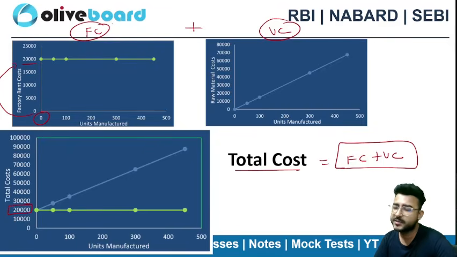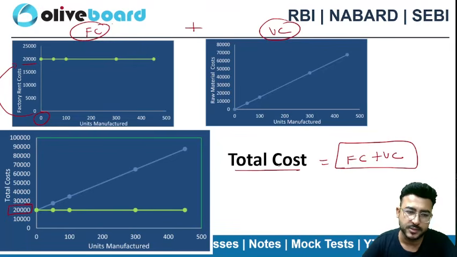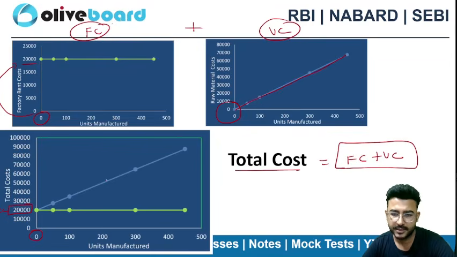If you have fixed cost, the graph of your total cost will always start from the fixed cost. Because even if you manufacture 0 units, if you are not even manufacturing anything, still you have to pay the fixed cost. So have a look, the graph of variable cost is starting from 0. Why? Because if you don't manufacture anything, you don't have to pay anything.